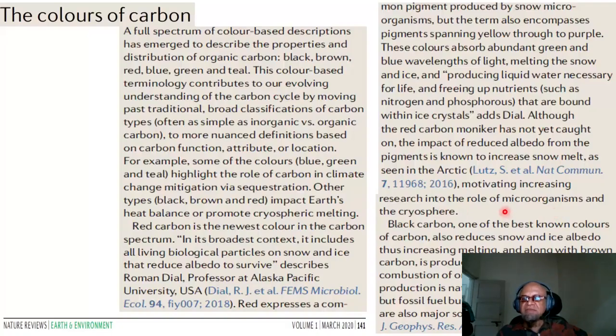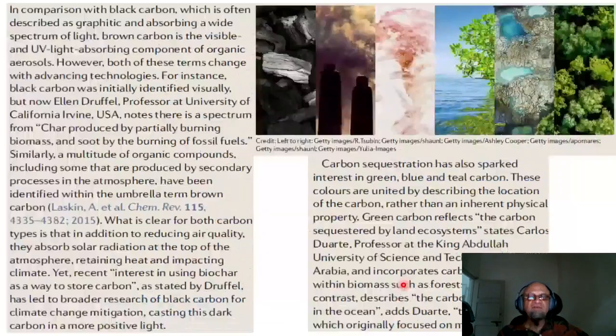Black carbon, one of the best known colors of carbon, also reduces snow and ice albedo, thus increasing melting, and along with brown carbon is produced through the incomplete combustion of organic matter. Some of the production is natural, such as during wildfires, but fossil fuel burning and industrial activities are the major sources as well. So, all the fossil fuels are hydrocarbons. In comparison with black carbon, which is often described as graphitic and absorbing a wide spectrum of light, brown carbon is the visible and UV light absorbing component of organic aerosols.